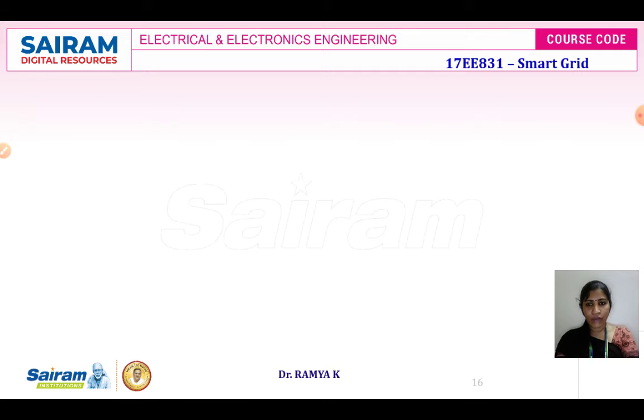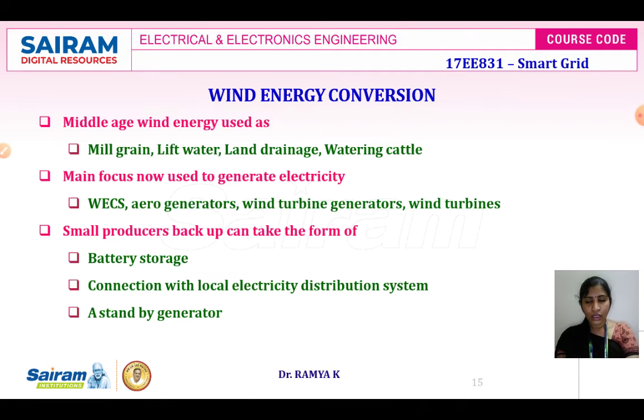So we have to focus on three things. The first one is going to be middle age wind energy, where we are going to use it for milling grain, lifting water, land drainage, watering cattle. Second one, our main aim is to produce electricity. The electricity can be produced by using a wind blade. The wind blade can be placed either on a horizontal axis or on a vertical axis.